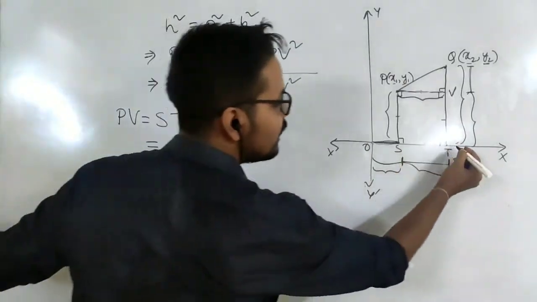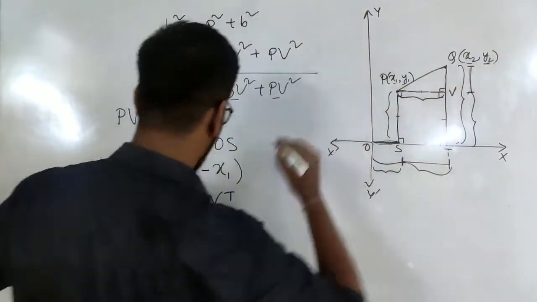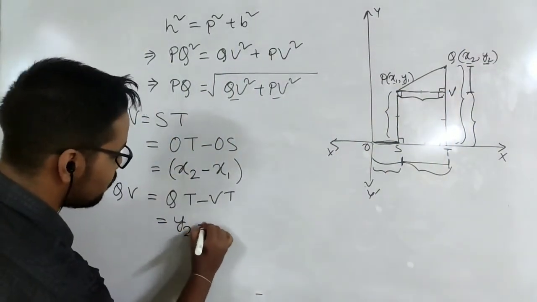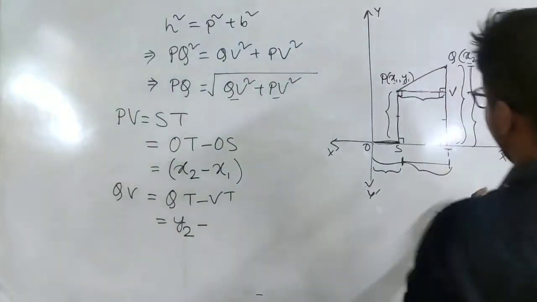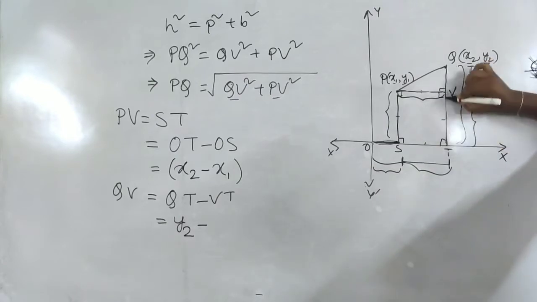Now what is QT? QT is this. This is the y direction. What is the coordinate of this point? It is y2. So QT is y2 minus VT. VT is this point, right? VT means from V to T is this distance.